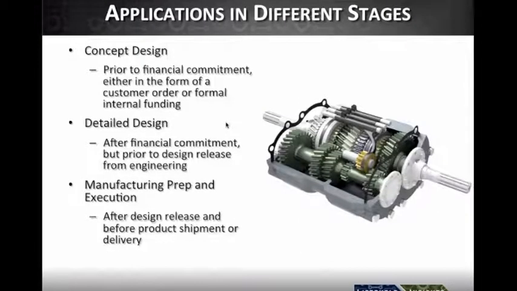Next, let's talk about the different phases of the product development process where these tools can be used. This looks at the critical path. So you can use modeling tools obviously in concept design, detailed design, and manufacturing prep and execution. It's important, though, to understand the difference between these different phases and when they start and when they end.